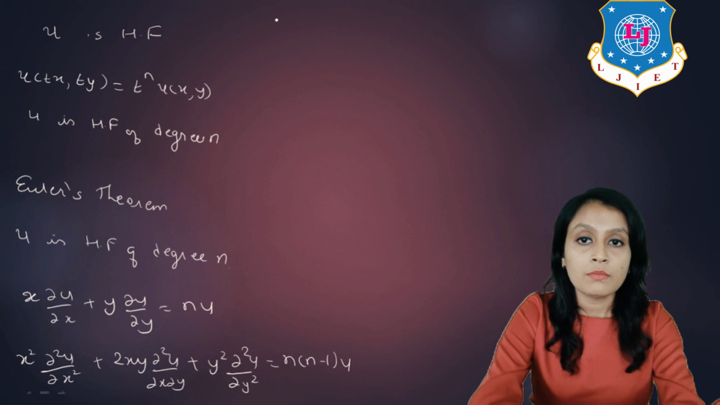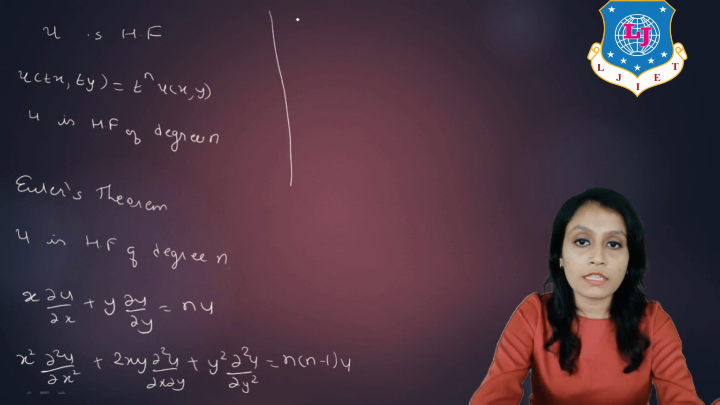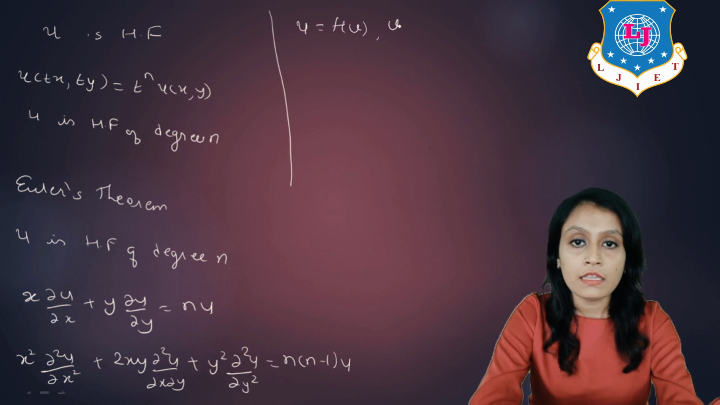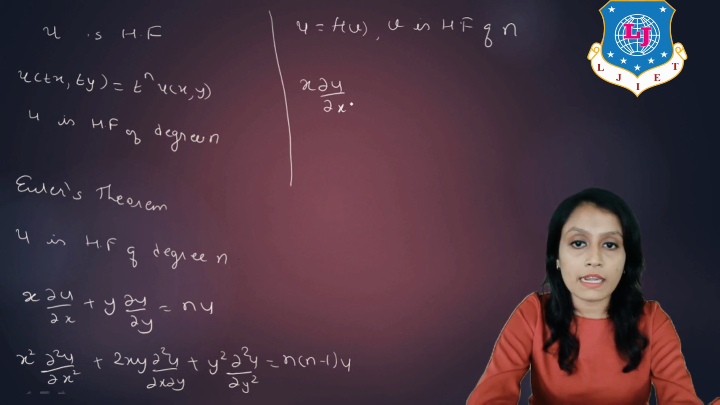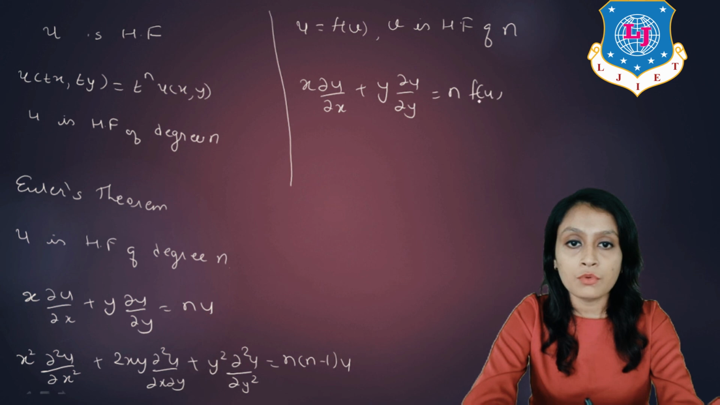Next we studied modified Euler's theorem. Okay, so for that what we need is that u is some function of v, and v must be a homogeneous function of degree n. Okay, then the formula to find x del u by del x plus y del u by del y is what? n f(u) upon f dash u.